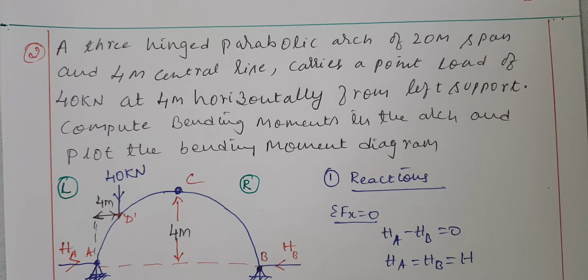Here they have given a three-hinged parabolic arch of 20 meter span and 4 meter central rise, which carries a point load of 40 kilonewton at 4 meters horizontally from the left support. We have to find the bending moments in the arch and plot the bending moment diagram. Here they have not asked about normal thrust as well as radial shear, so there is no worry about normal thrust and radial shear.